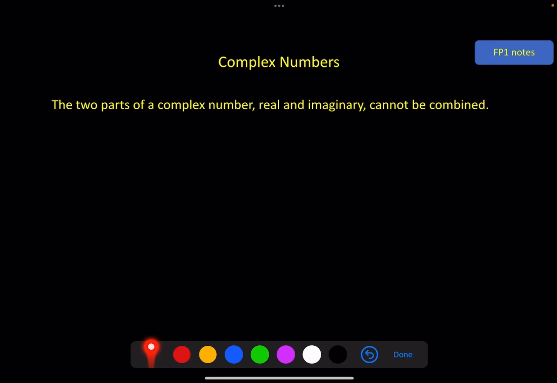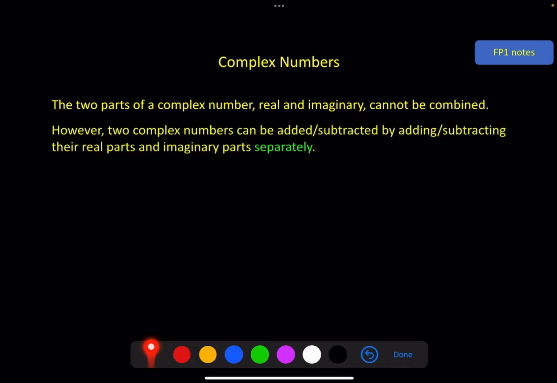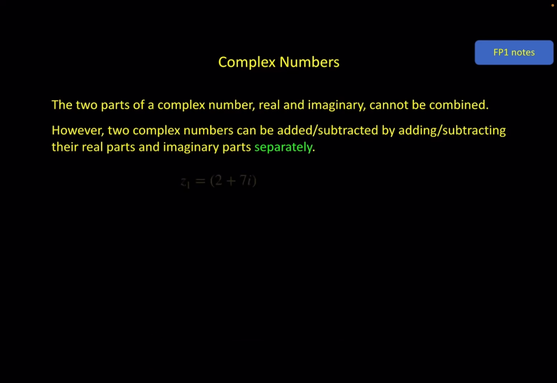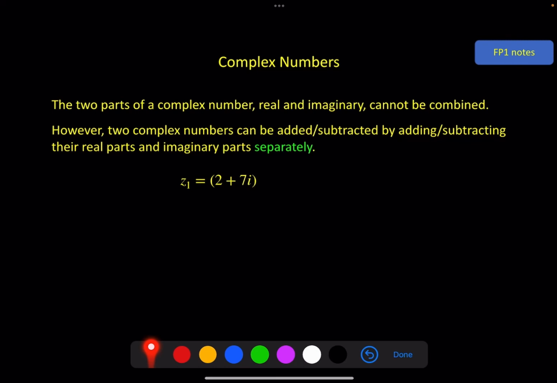So the two parts of a complex number, the real and the imaginary, cannot be combined. Like I said, similar to an algebraic expression. However, again, similar to an algebraic expression, if you add two different algebraic expressions and they have like terms, you can put those like terms together. In the same way, if you've got two complex numbers being put together, you can put their real parts together and their imaginary parts together. You just can't put the real parts with the imaginary parts.